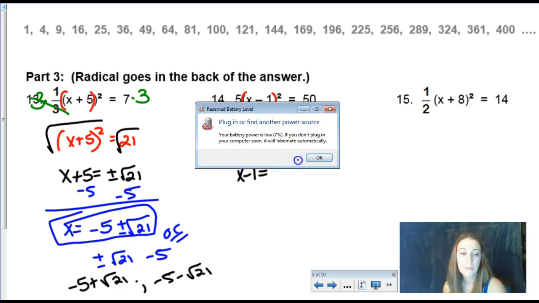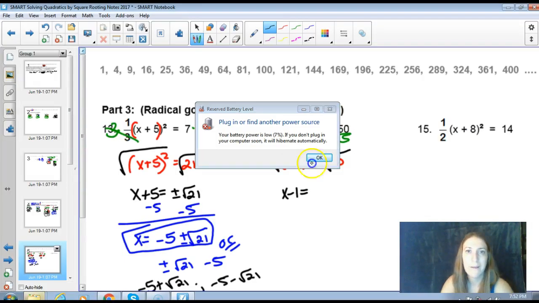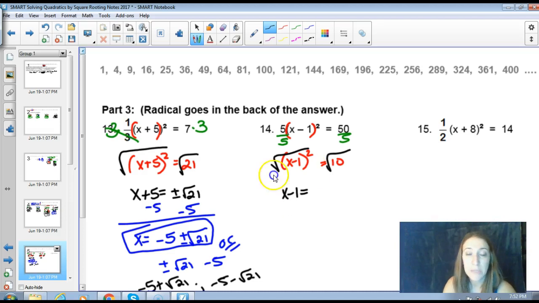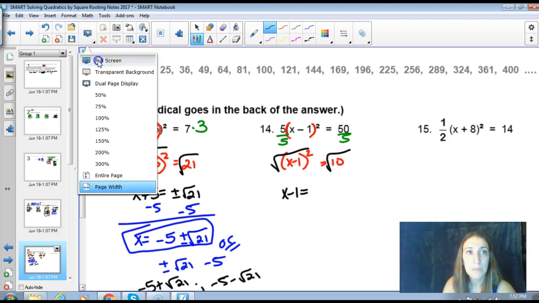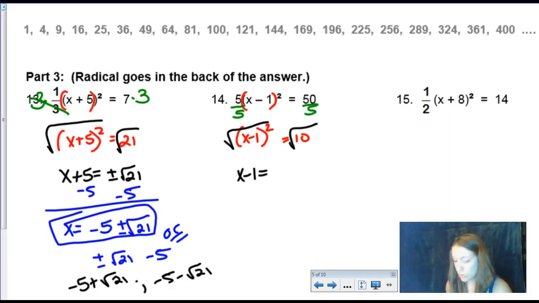Oh, apparently that's what that means. Power source. Okay. Get rid of that signal. Apparently my battery's about to die. So let's hurry up and solve this.